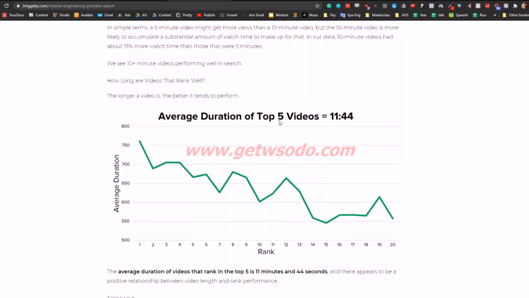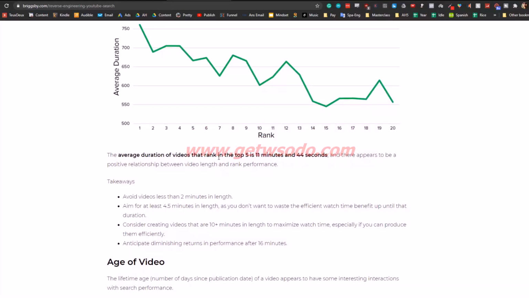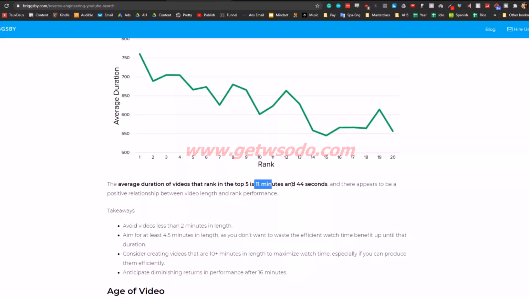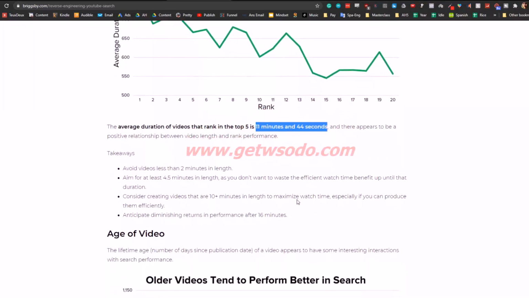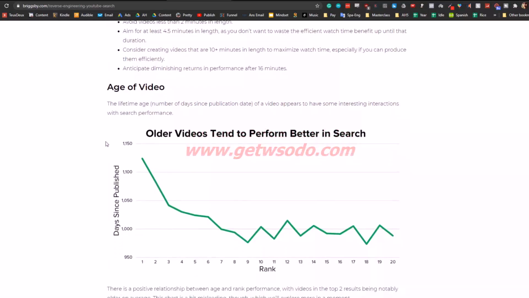Average duration of top 5 videos. Here we go. In the top 5 is 11 minutes and 44 seconds. So they can see that the top performing videos, if you want to rank for search, is 11 minutes, basically 12 minutes right here. That is the average duration of videos that rank on top 5. So that's something to keep in mind as well.